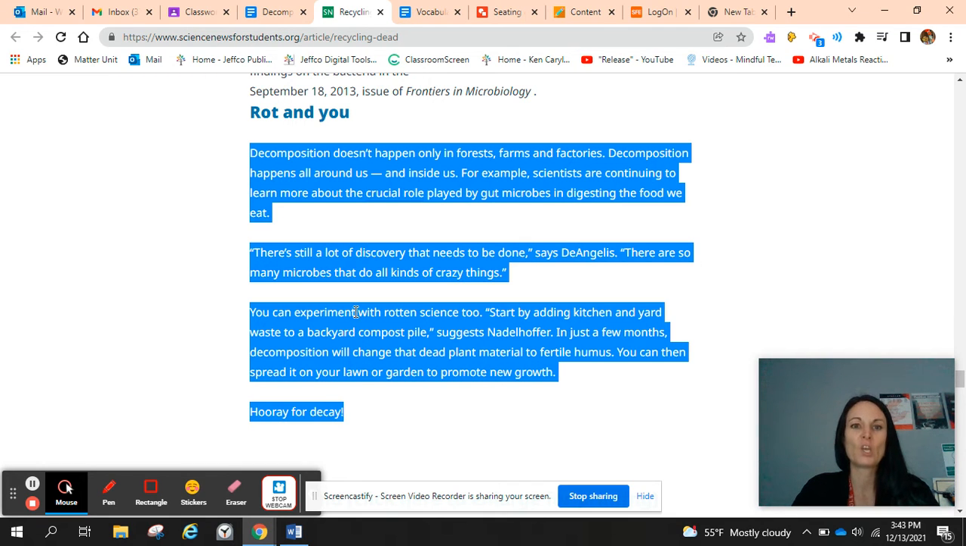Last paragraph. You can experiment with rotten science too. Start by adding kitchen and yard waste to a backyard compost pile, suggests Nadelhofer. In just a few months, decomposition will change that dead plant material to fertile humus. You can then spread it on your lawn or garden.